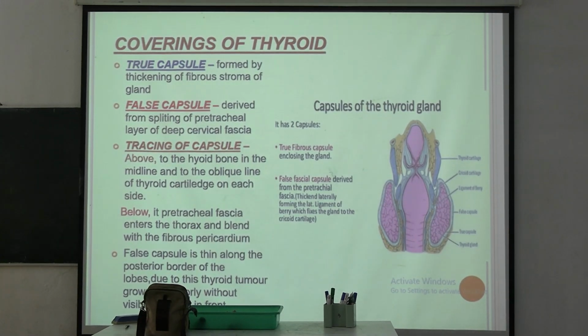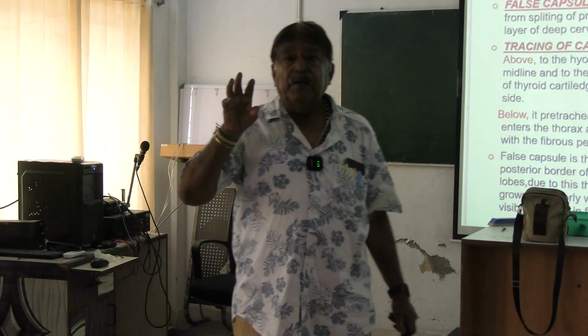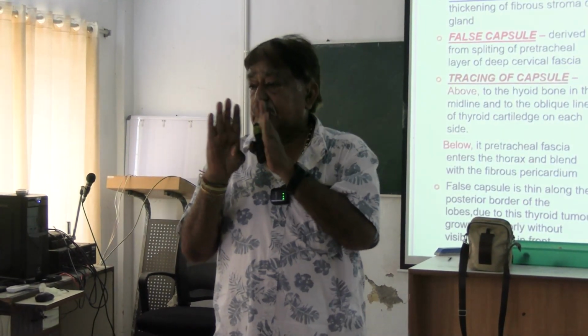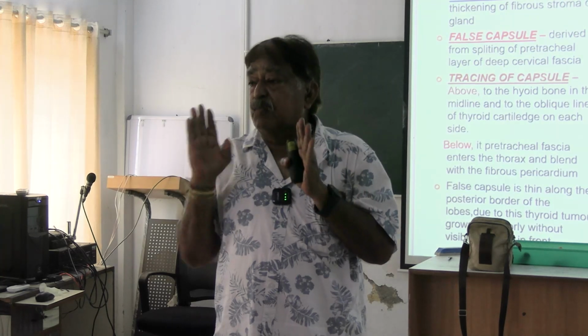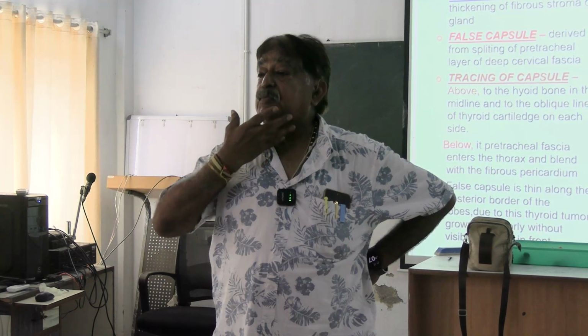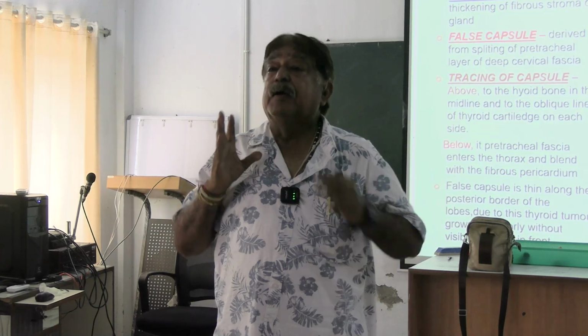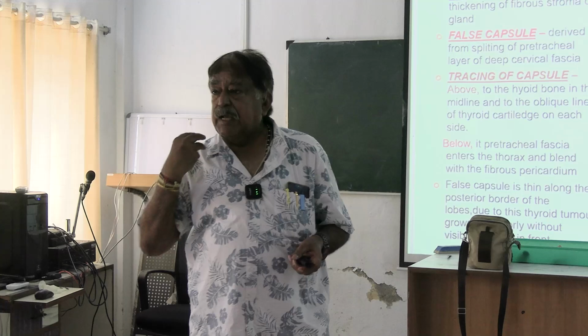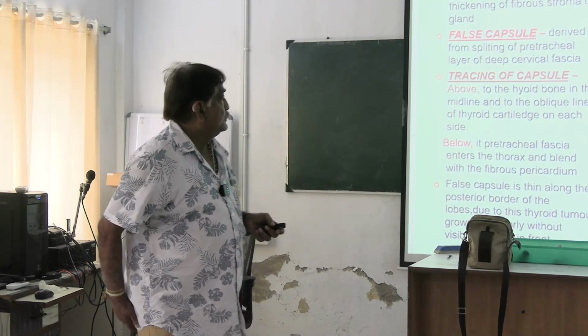So, if there is a thyroid tumor, it grows posteriorly because of the weakness, the absence of the capsule there. So it grows that way. It does not suddenly become a big goiter, or if it is a small tumor, it grows excessively posteriorly.